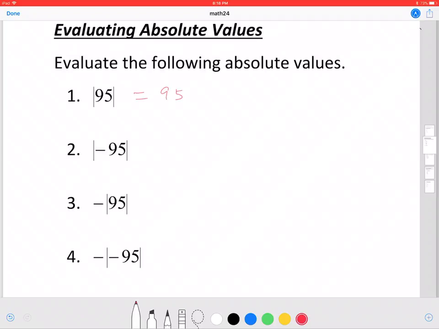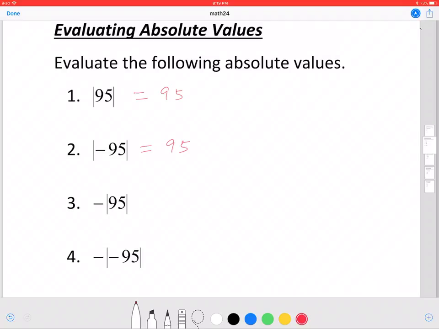Okay, number 2, the number is negative 95. Now, as I said, you probably learned that if a number inside the absolute value is a negative, then it just becomes a positive. But like I said, conceptually, this means this distance from 0 to negative 95 is also 95.